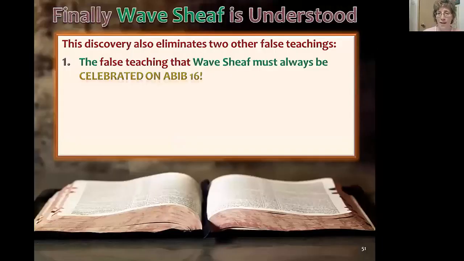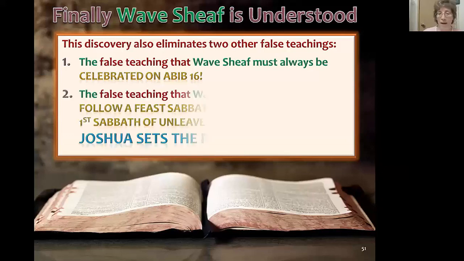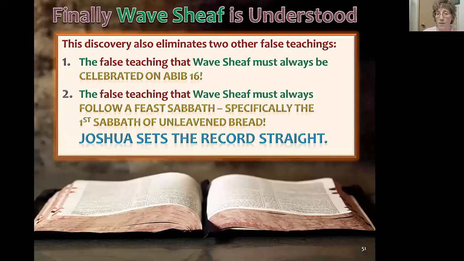Finally, we can understand the wave sheaf. And this discovery also eliminates 2 other false teachings. One is that wave sheaf must always be on Abib 16. You have to celebrate it on that day no matter what. And the other false teaching is that wave sheaf must also always follow a feast Sabbath, specifically the first Sabbath of unleavened bread. Because when they read that Leviticus verse, they didn't go look up the word Sabbath to see which one it was. So they're both almost the same, but they're a little bit different. And Joshua is telling us, no, it's not like that.